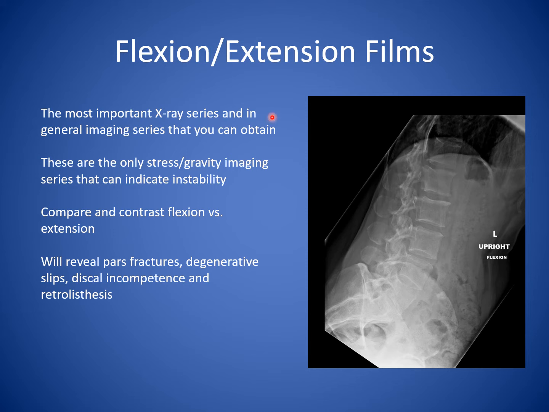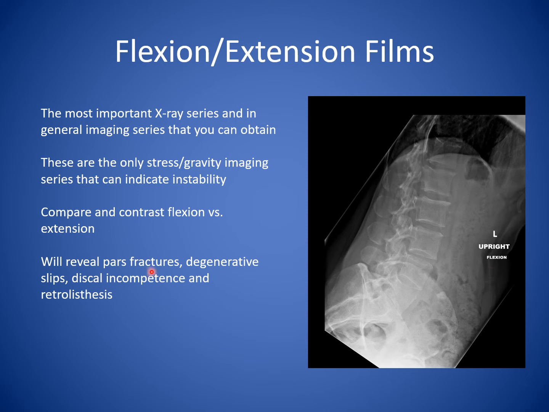Flexion extension films are the most valuable series that you can get and even gain information that the MRI will not give you. These are the only stress and gravity imaging series that can indicate instability. And you want to compare and contrast flexion versus extension. Commonly, an X-ray tech will note flexion versus extension, but there are times when they won't, and you have to do this on your own.